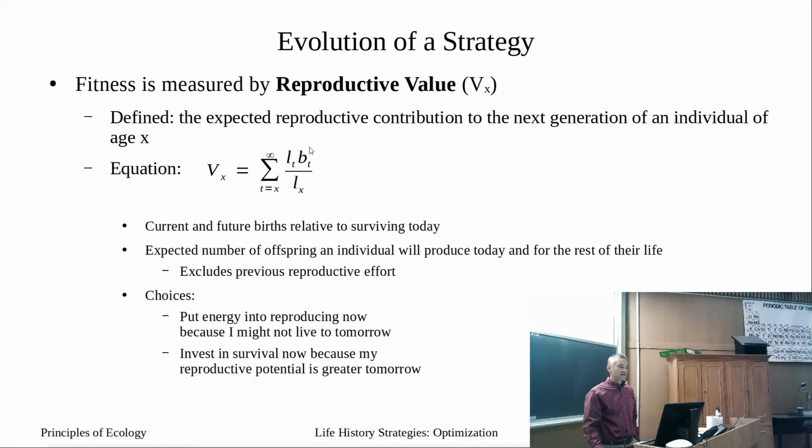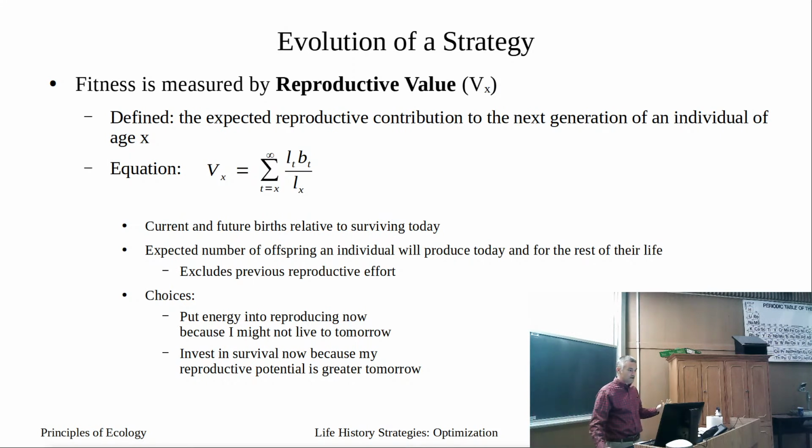All right, so our equation has current and future reproduction divided by survival today, because that's what this reproductive value is trying to determine. It's trying to figure out, should we invest our energy into reproducing today because we might not survive to tomorrow? Or should we put our energy into surviving today because the prospects of reproducing are much better tomorrow? And that's our trade-off. That's what this reproductive value is dealing with, and it is trying to quantify, or at least give us a proxy for fitness that accounts for all of these life history traits that we're talking about.